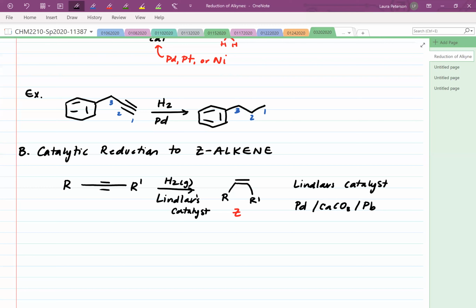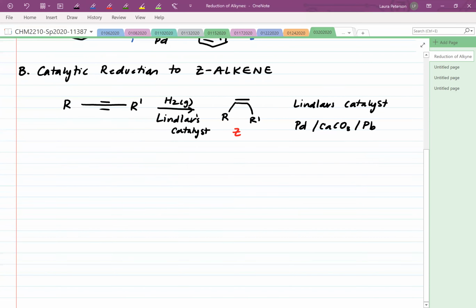And this affects the reactivity of palladium and really allows us to only reduce the more reactive pi bond, the first pi bond of the alkyne. And then the alkenes are less susceptible to reduction, and so we're able to control the reduction to stop at the alkene. Okay, and since Lindlar's catalyst is operating in a similar manner to just palladium, platinum, or nickel, it still delivers both hydrogens from the same face. All right, so let's look at one example using Lindlar's catalyst.